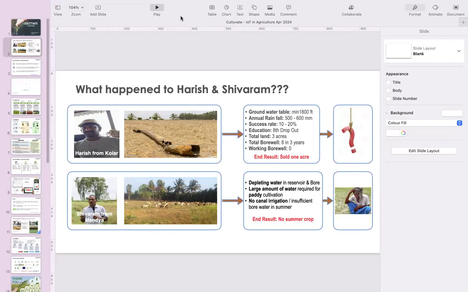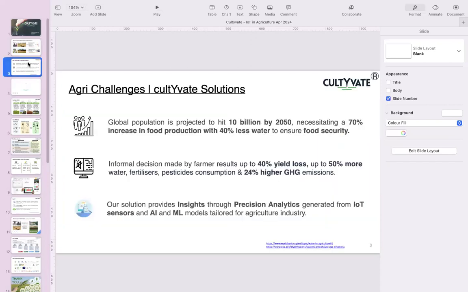And as more and more people are there, I'm sorry, I need to move to the next slide. Sorry. Is my screen with agri challenges showing now?